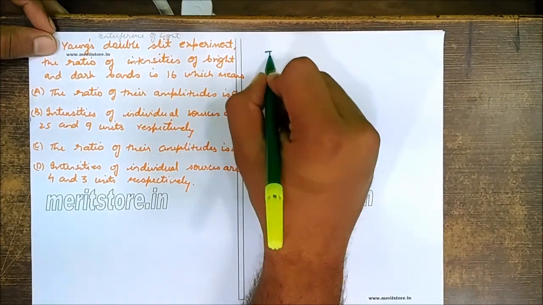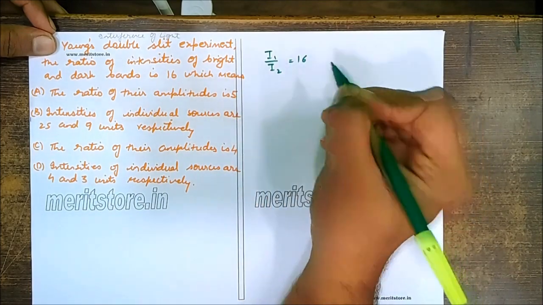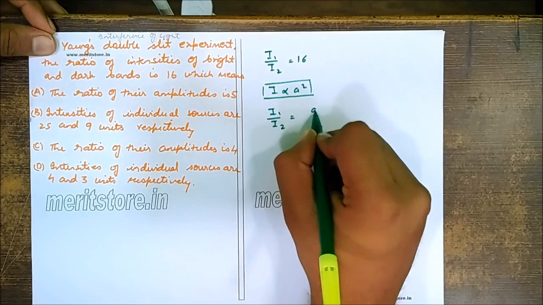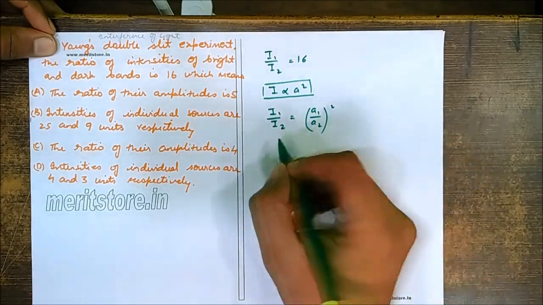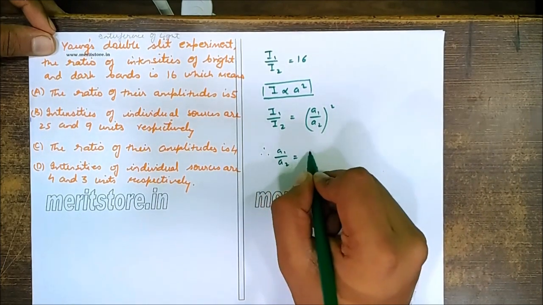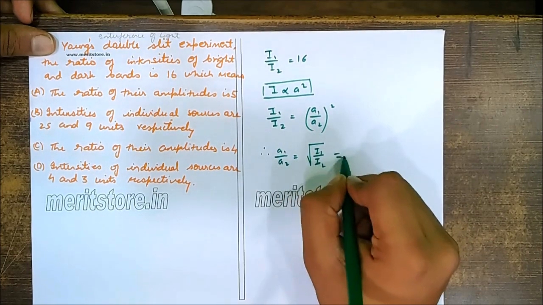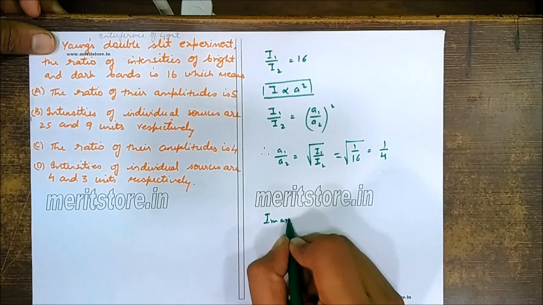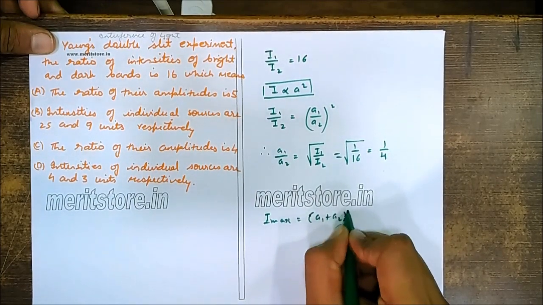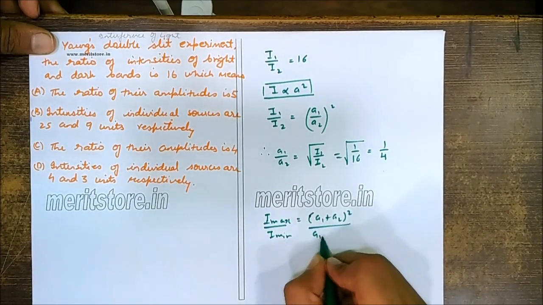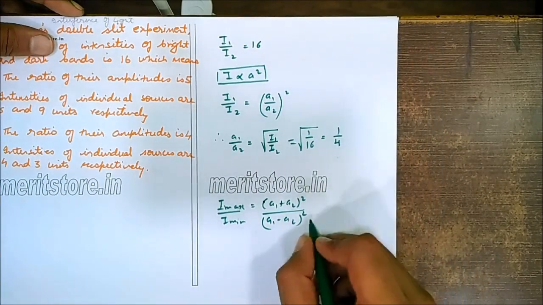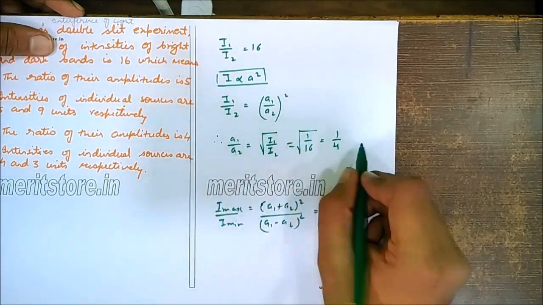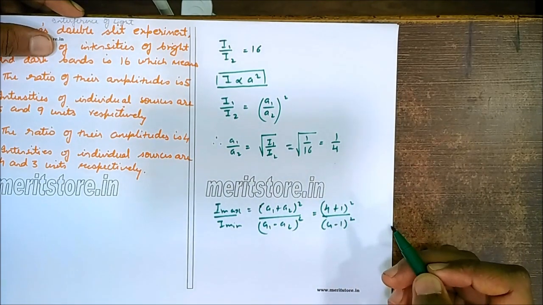Okay, first of all we can write I1 upon I2 is given as 16, but I is directly proportional to A square. So I can say I1 upon I2 is equal to A1 upon A2 the whole square. Therefore A1 upon A2 is equal to under root of I1 upon I2, that is equal to under root of 1 upon 16, that is 1 upon 4. Now I max is given as A1 plus A2 the whole square, and I minimum is A1 minus A2 the whole square. So this is 4 plus 1 the whole square upon 4 minus 1 the whole square, since A1 is 4 and A2 is 1.